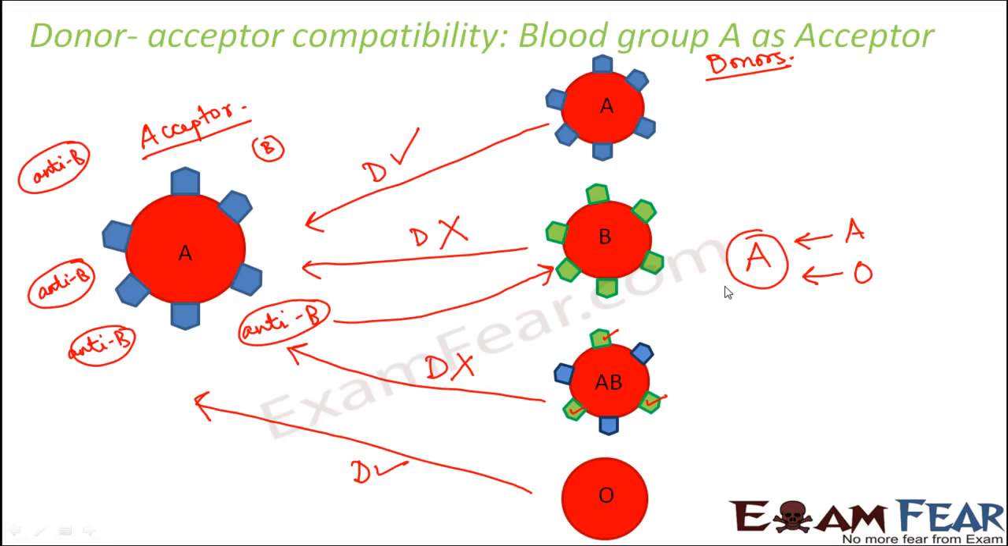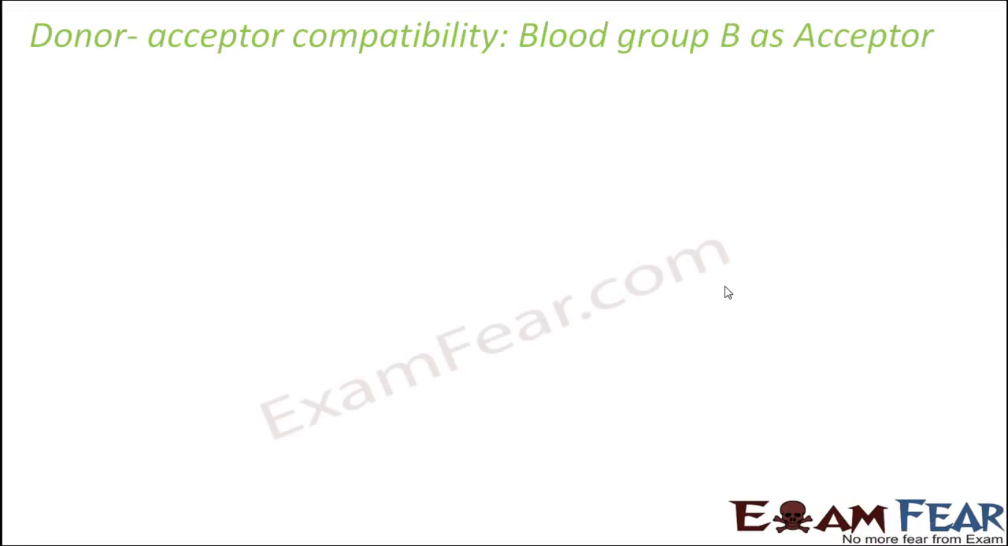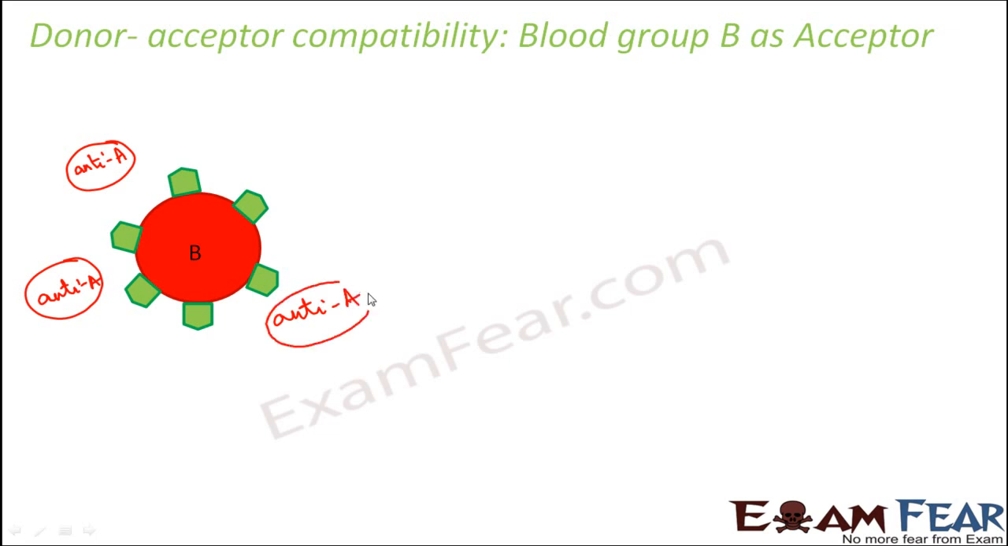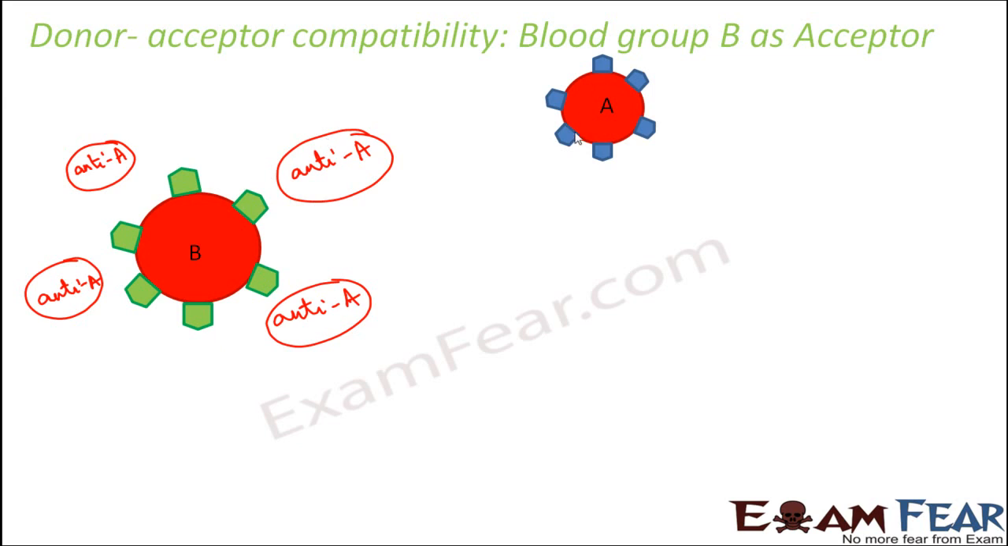Similarly, let us look at the donor-acceptor compatibility for blood group B. Here somebody who is blood group B is the acceptor. In this case, what would be the antibodies here? The antibodies would be anti-A. So they will have antibodies A in the plasma. Fine. Now let us start the case study with blood group A.